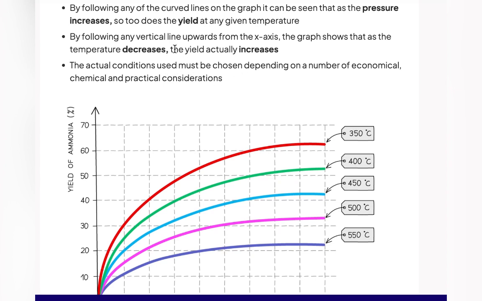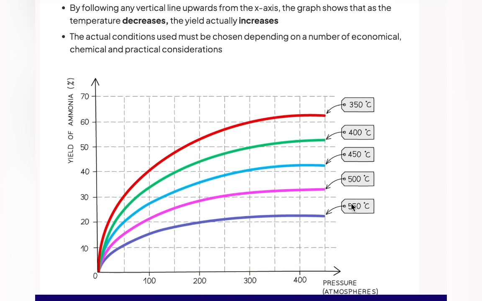Now, by following the vertical line upward from the x-axis, the graph shows that as the temperature decreases, if you're following up, you see the temperature is decreasing as you go upward. So as the temperature decreases, the yield actually increases.